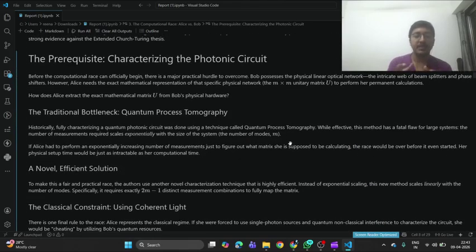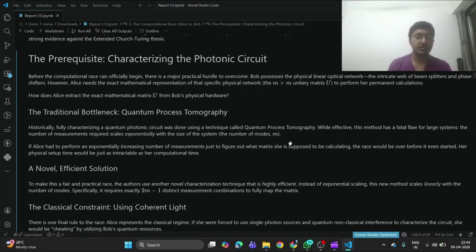But before we even begin this computational race, there is another problem we have to solve. Bob already has the actual physical hardware, which is the optical network that performs this unitary transformation on the input creation operators. However, for Alice, she must have the exact mathematical representation of this unitary transformation to first find what the total transformation will be and then calculate the permanents of the n cross n submatrices from that unitary.